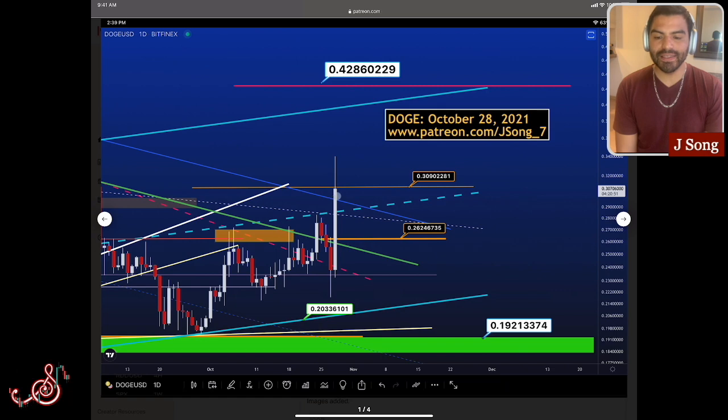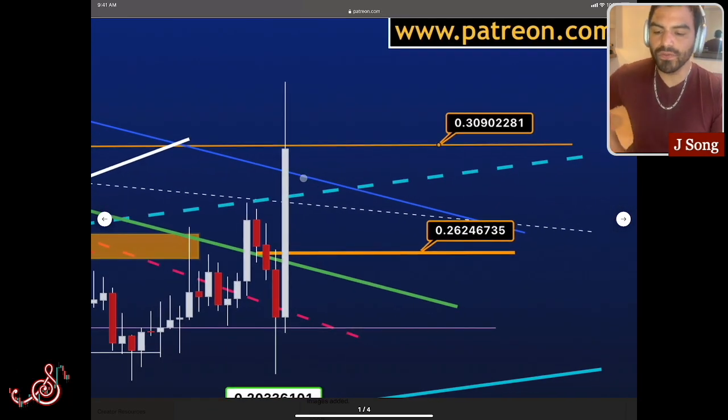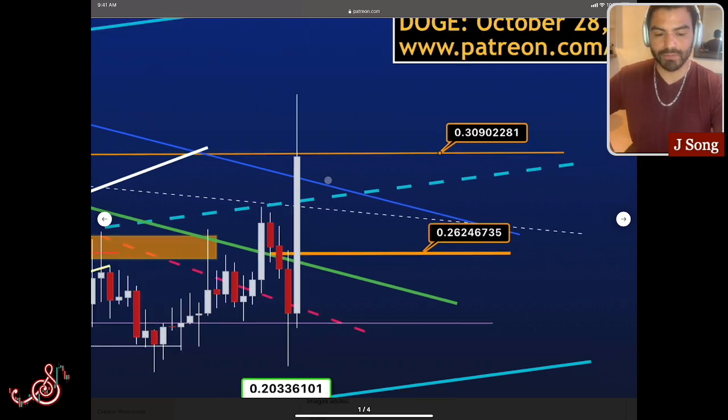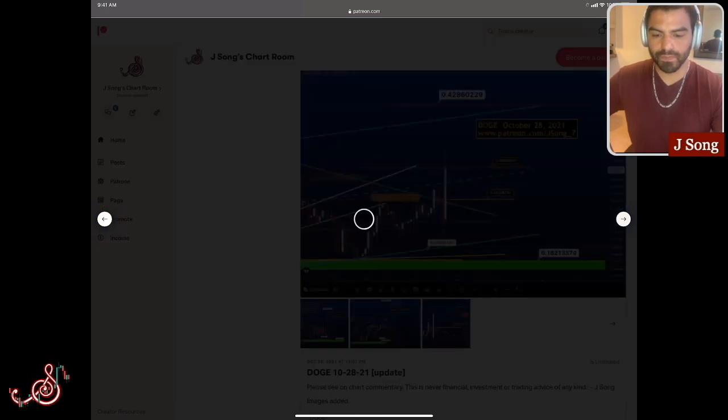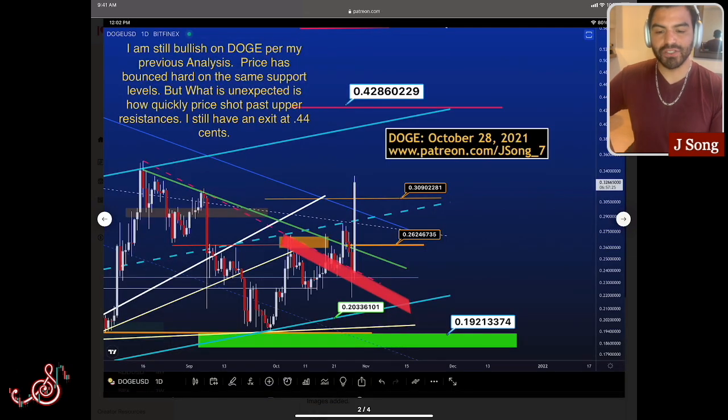This next thing I told people was this. We needed a move and we needed to stay above the blue line. If we stay above the blue line, we're healthy. We still have a chance to move higher.